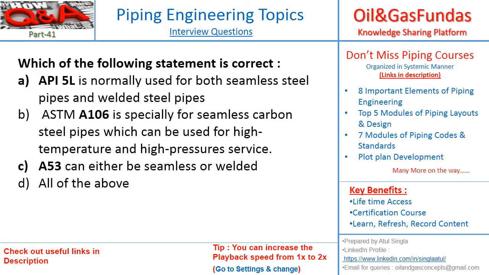Which of the following statement is correct? API5L is normally used for both seamless steel pipes and welded steel pipes. ASTM A106 is specially for seamless carbon steel pipes which can be used for high temperature and high pressure service. A53 can either be seamless or welded, or all of the above.